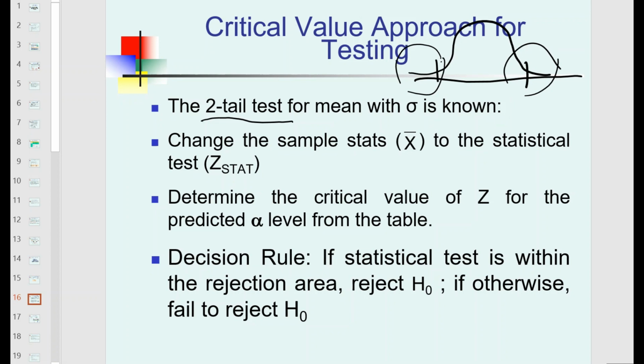Determine the critical value of z for the predicted alpha level from the table. So you need to refer to the z table. And the decision rule: if the statistical test is within the rejection area, okay, this is the rejection area, reject H null. Otherwise, fail to reject, which means do not reject H null.